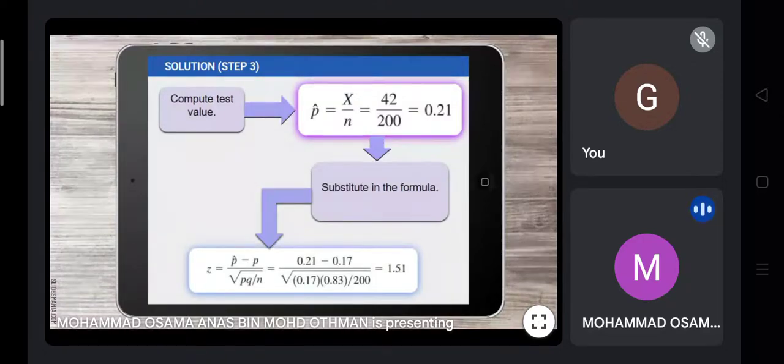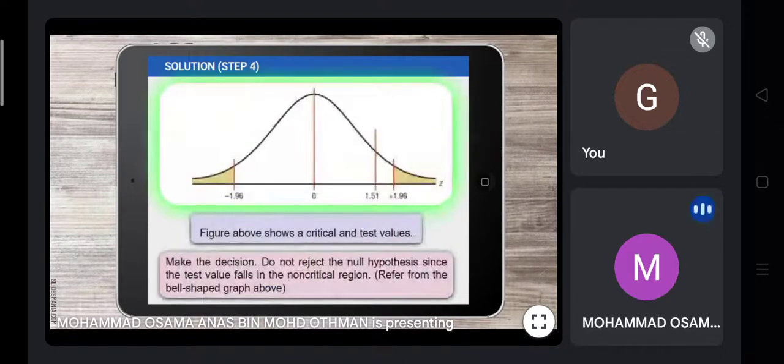Here, we need to find the sample proportion, which is simply 42 divided by 200 to obtain 0.21. And then we substitute into the formula, we put p equal to 0.17 and q we just subtract from 1 to obtain 0.83 and then plug in all the values. We calculate using calculator. We found the value in this step is 1.51. Move on to the fourth step.